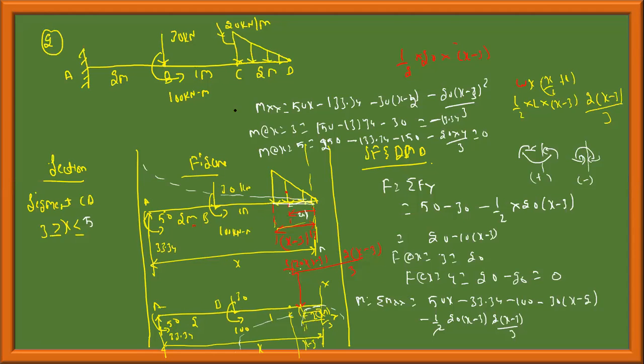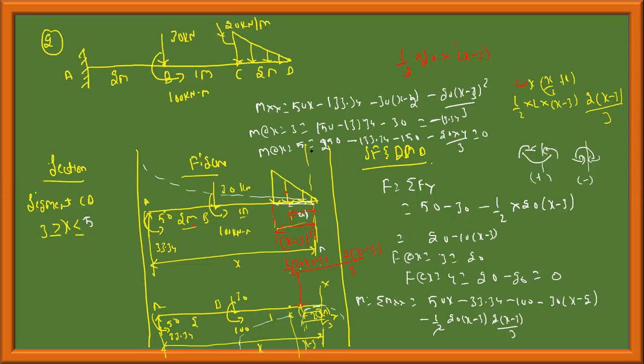And then this is 20 into x minus 3, which will give this length. I am subtracting 2 and 1 from x, so the remaining length will be x minus 3. 20 into x minus 3 will be the magnitude of this load, that is half into b into h, half into 20 into x minus 3. And then the perpendicular distance from this point to this point is 2h by 3, which is 2 into x minus 3 by 3.